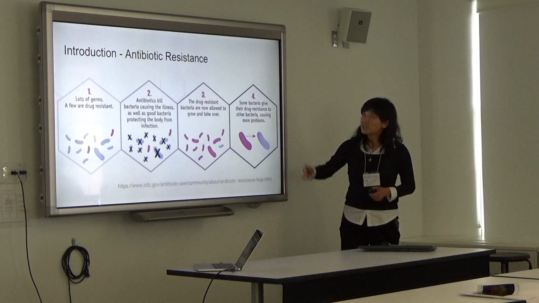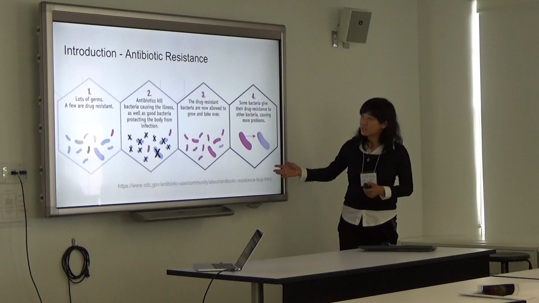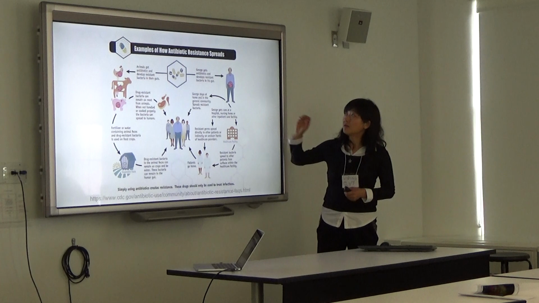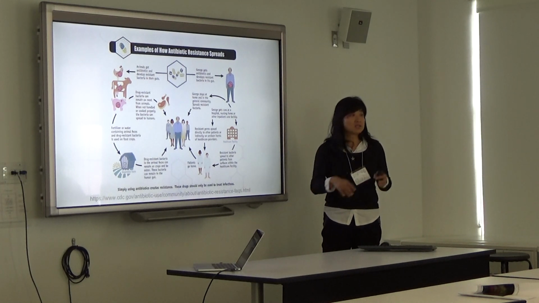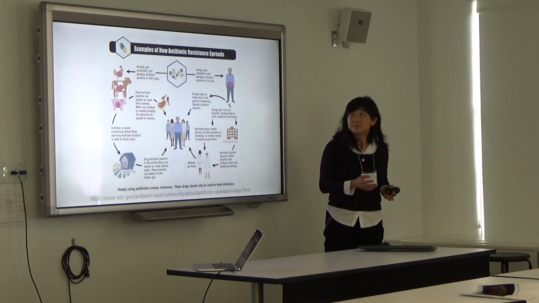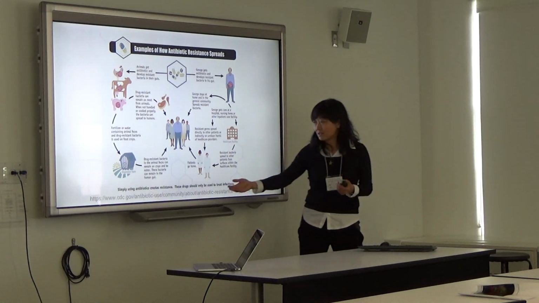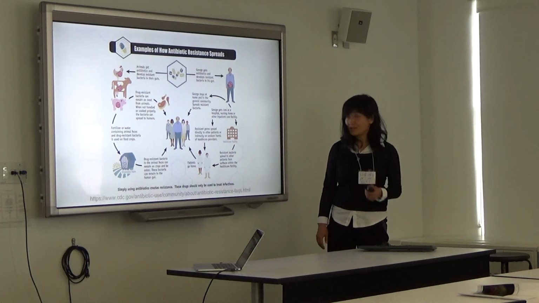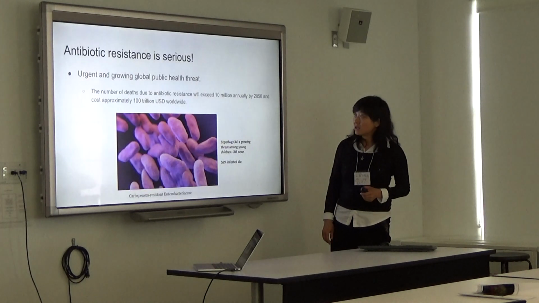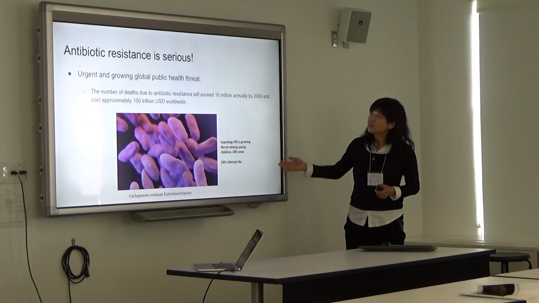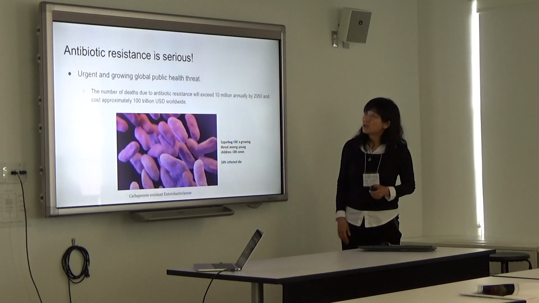So here's antibiotic resistance, how it's developed, and this is an example of how antibiotic resistance spreads. My colleagues already introduced different pictures. They are all taken from different resources, internet or literature. Without saying, antibiotic resistance is real, the threat is real and it is serious.